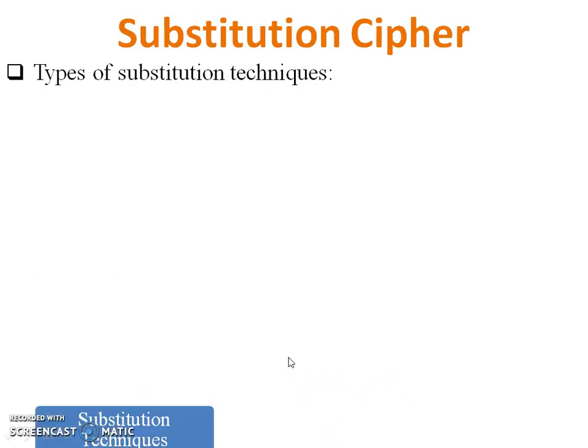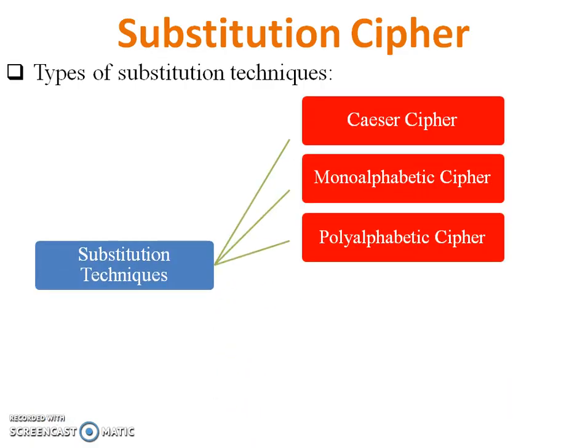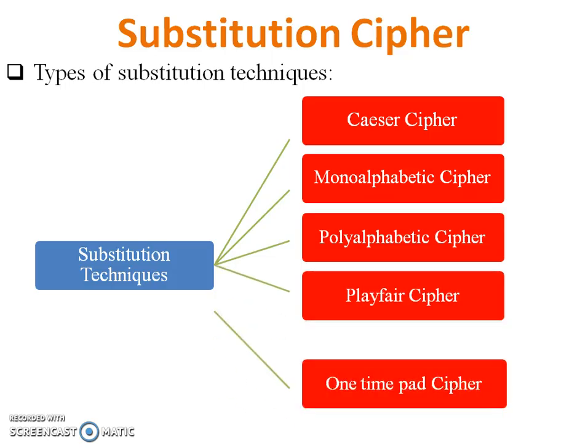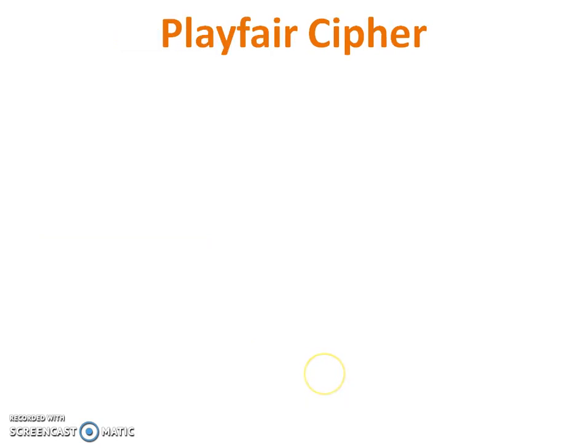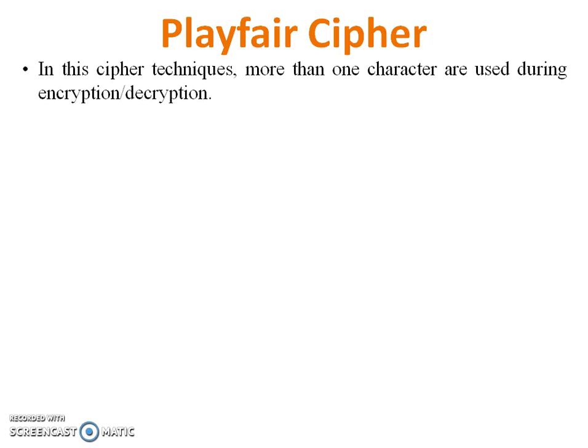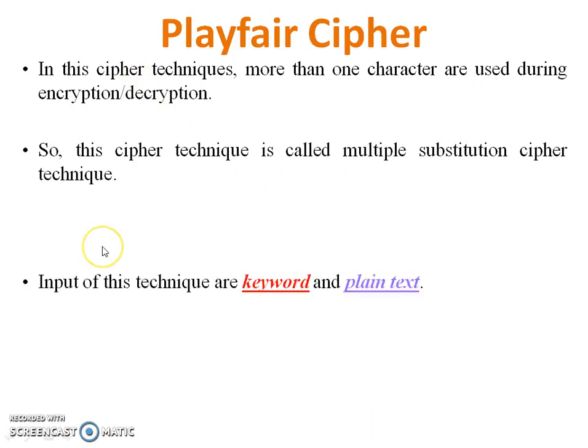Types of substitution technique: there are 6 types: Caesar cipher, monoalphabetic cipher, polyalphabetic cipher, Playfair cipher, one-time pad cipher and Hill cipher. Today I am going to explain Playfair cipher. Now, the introductory part of Playfair cipher. In this cipher technique, more than one character is used during encryption or decryption. So you can also call it a multiple letter substitution technique.